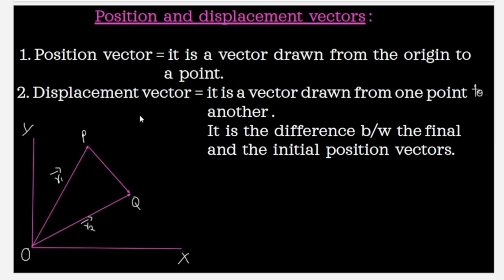A displacement vector is a vector drawn from one point to another. It is the difference between the final and the initial position vector. That means PQ vector is equal to OQ vector minus OP vector, which basically means PQ vector is equal to r2 vector minus r1 vector.